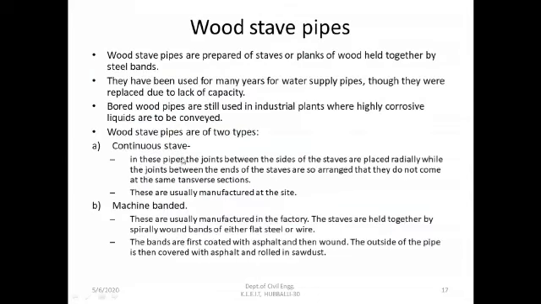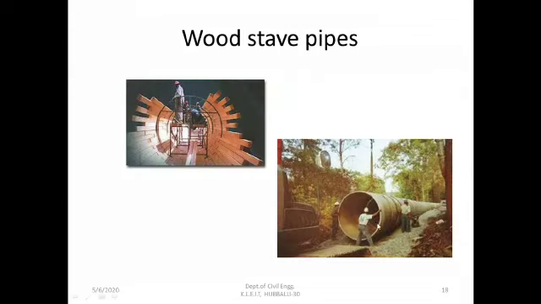Now what is being done in continuous stave is the joints between the sides of the staves are placed radially, while the joints between the ends of the staves are so arranged that they do not come at the same transverse sections, and these are usually manufactured at the site. As you saw in the picture there, they are being manufactured at the site. But machine banded, these are usually manufactured in the factory. The staves are held together by spirally wound bands of either flat steel or wire, and the bands are first coated with asphalt and then wound. The outside of the pipe is then covered with asphalt and rolled in sawdust. That is how it has been done here.